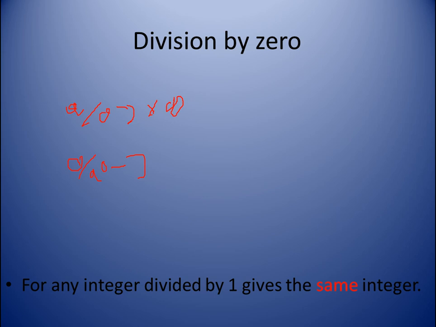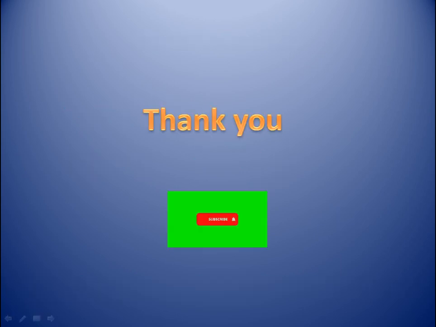Another is that any integer divided by 1 gives the same integer. 2 divided by 1 is equal to 2, 3 divided by 1 is equal to 3. So any integer divided by 1 gives the same integer.